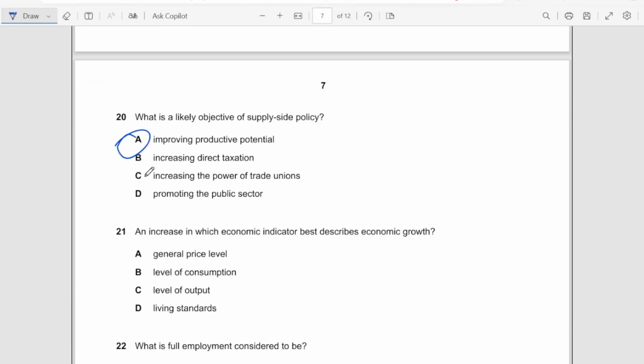What is the likely objective of supply side policy? Improve productive potential. It does not increase taxation. Increasing the power of trade unions, no. Promoting the public sector, no. Okay, next.